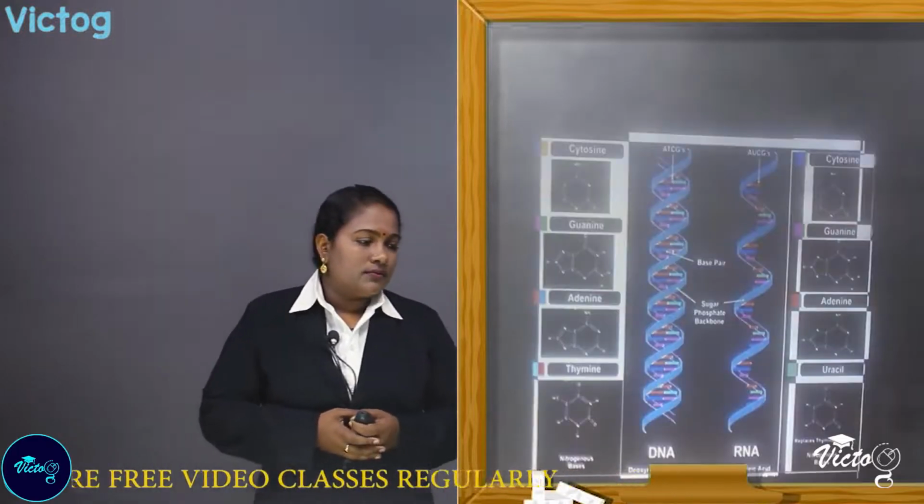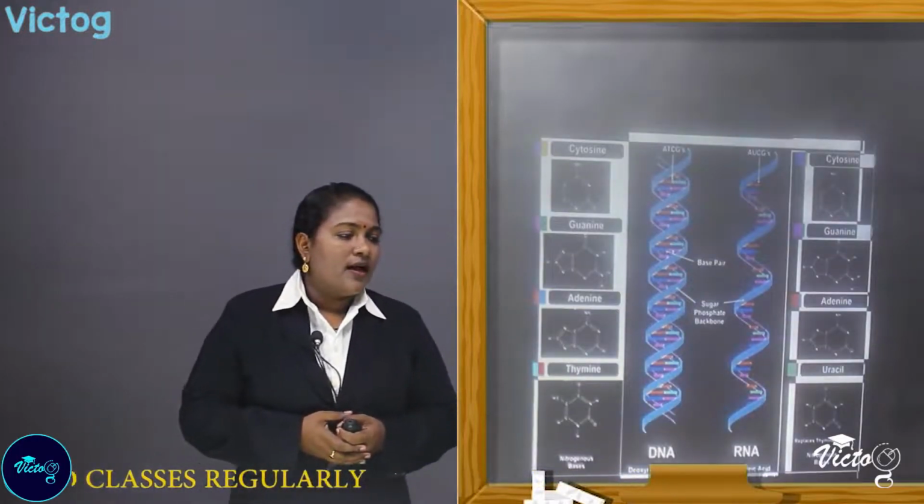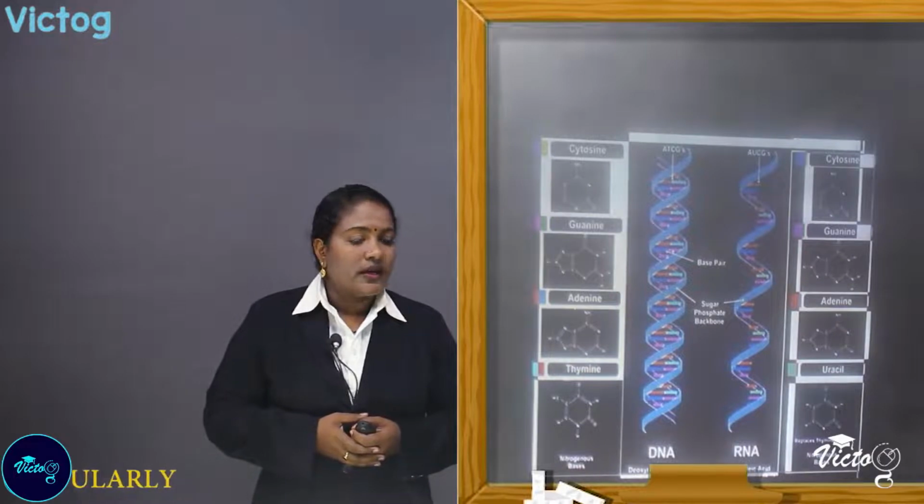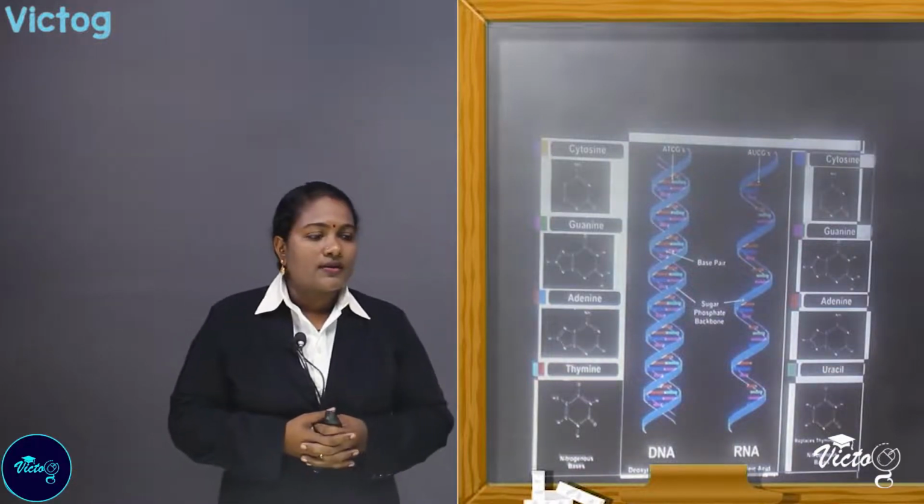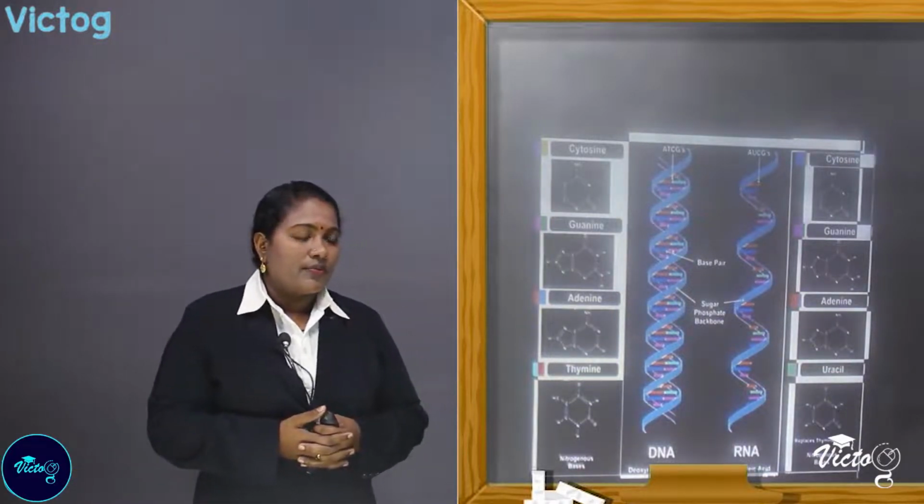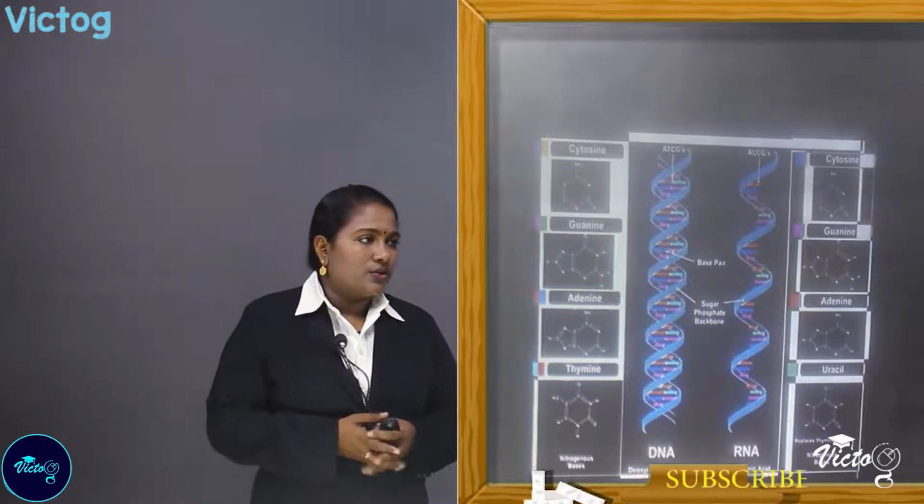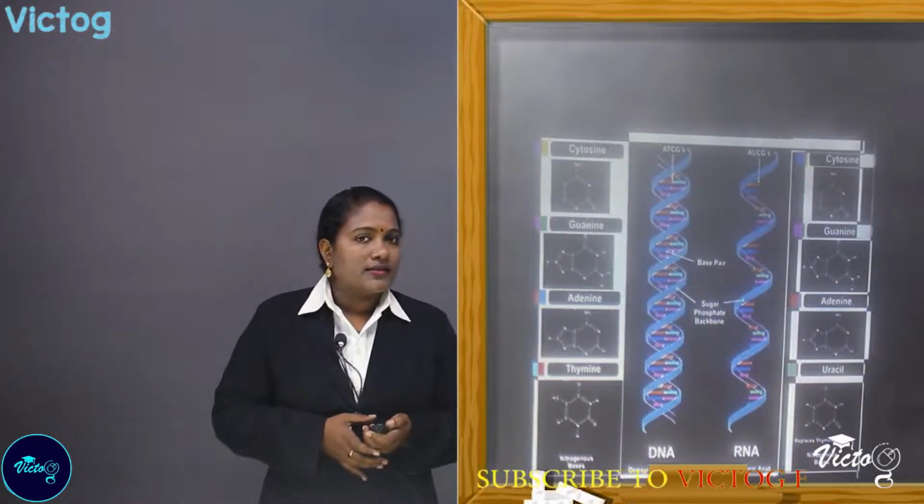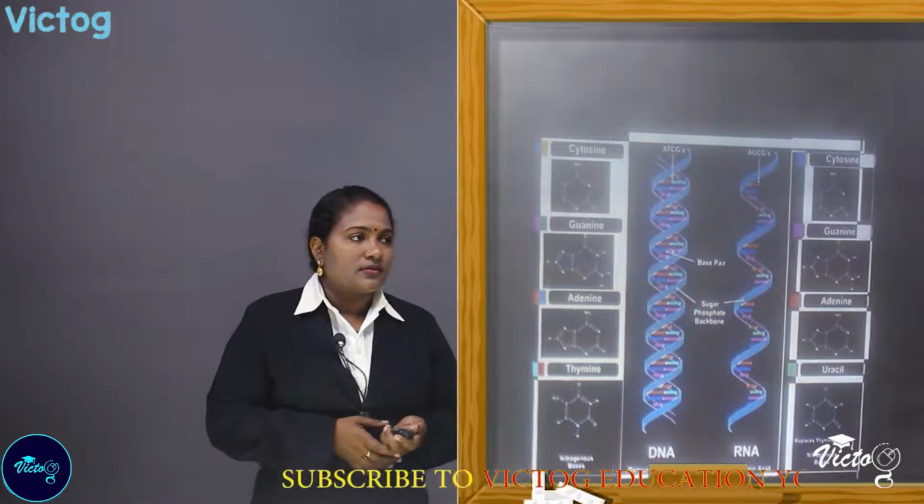Here is the picture of DNA and RNA. DNA is deoxyribonucleic acid and RNA is ribonucleic acid, and the nitrogenous bases found in the DNA and RNA are also shown. DNA has a double helical structure, but RNA is single stranded.